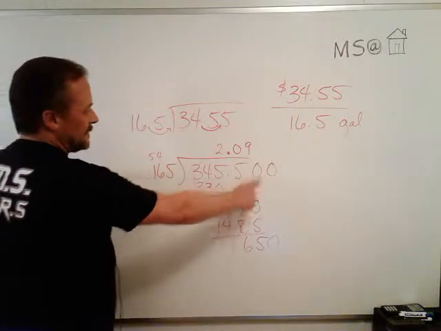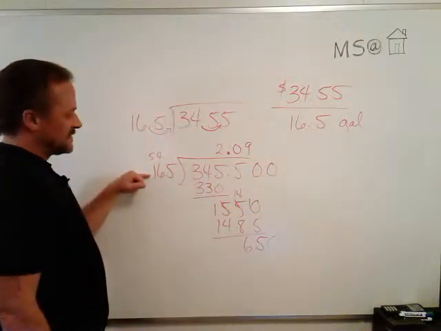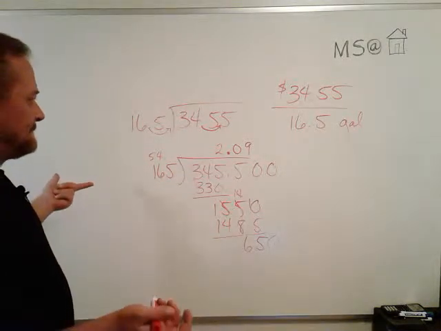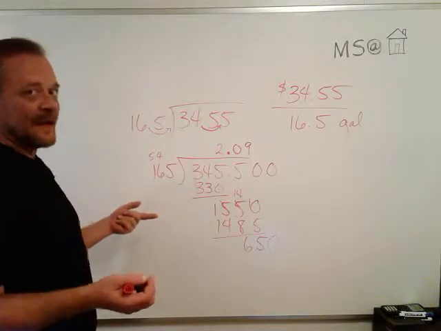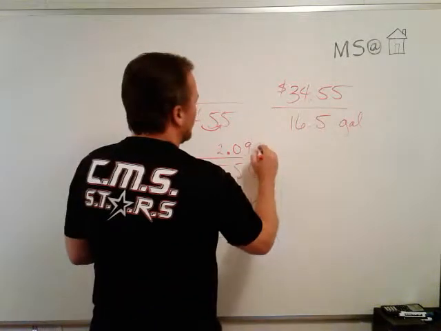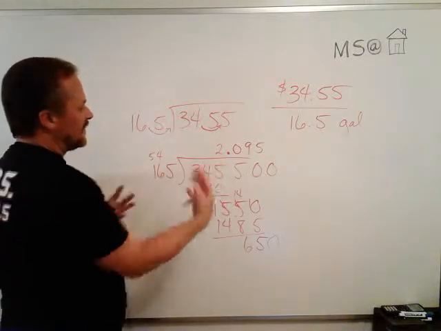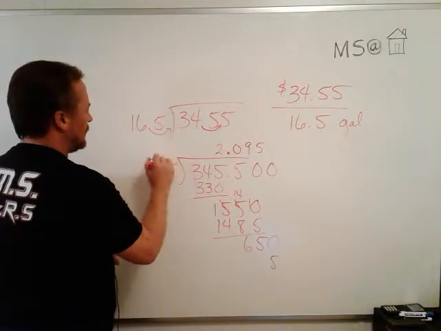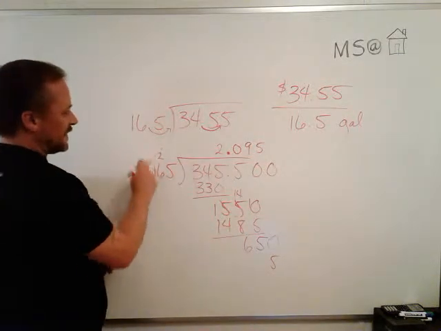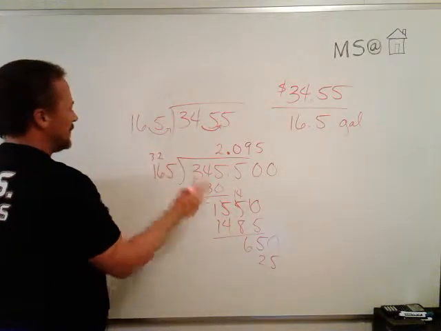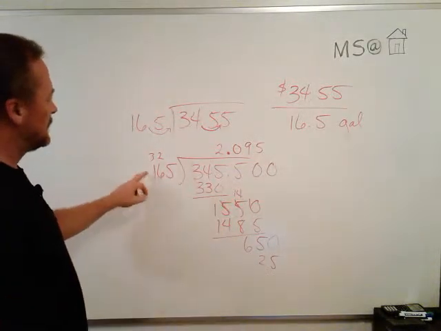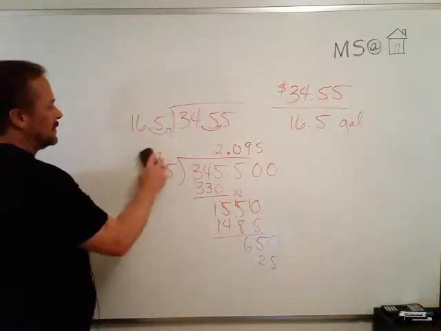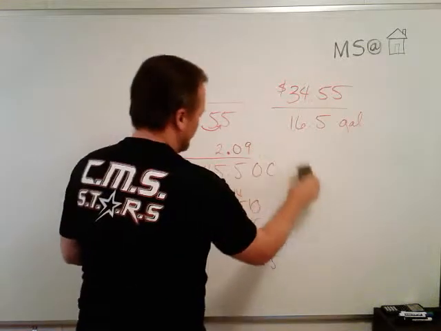Okay, so here's my 0 brought down. It's now 650. How many times does 165 go into 650? 4? Or should we gamble and say 5? Let's say 5. It matters because if it's 5, we round up. If it's 4, we don't. 5 times 5 is 25. 5 times 6 is 30, plus that 2. Carry the 3. And 5 times 1 plus 3? Well, that's way too high. Can't be 5. Let's try 4.